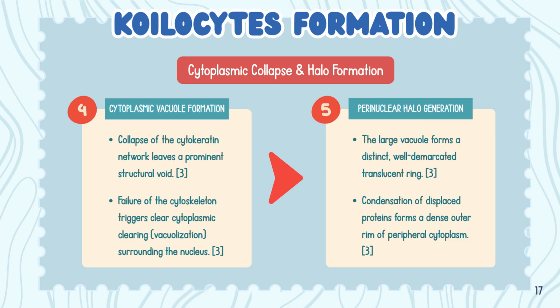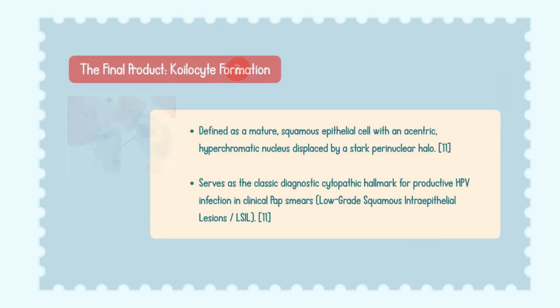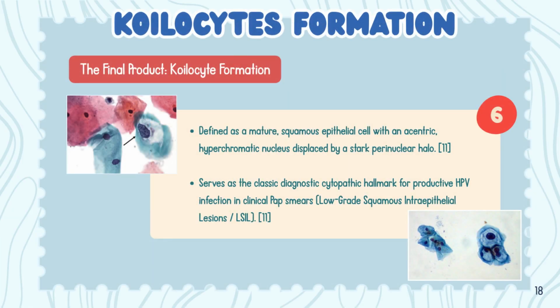This physical empty space manifests as a large cytoplasmic vacuole. This empty vacuole wraps entirely around the nucleus, creating the classic paranuclear halo that we see under the microscope. The displaced cellular contents form a condensed, dense rim at the very edge of the cell, sharply outlining this clear halo. At the same time, the nucleus undergoes profound changes.